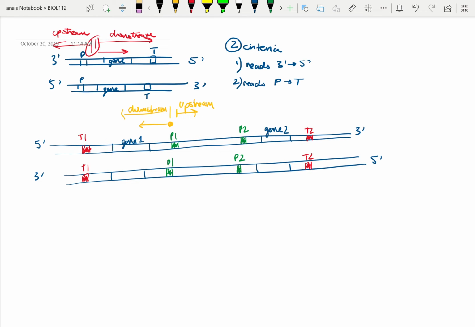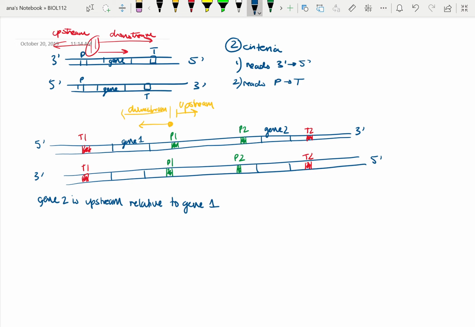That's what we said. So I'll write this out. Gene 2 is upstream relative to gene 1. Great.